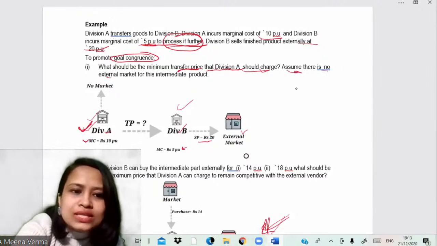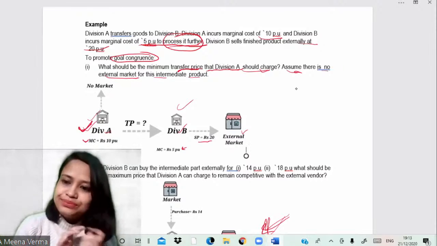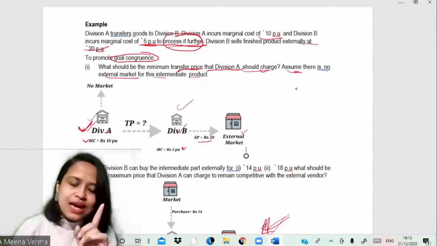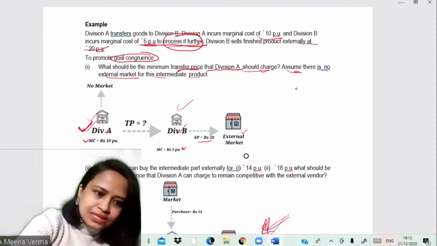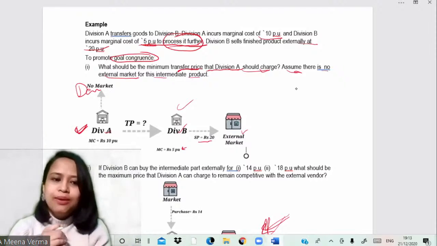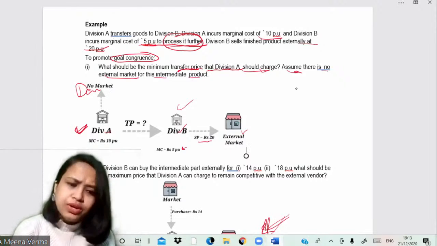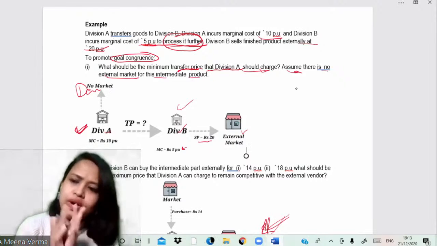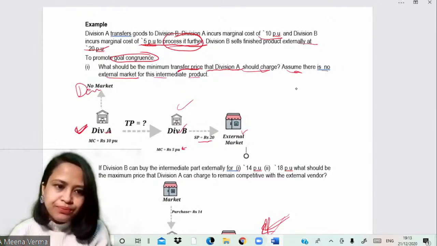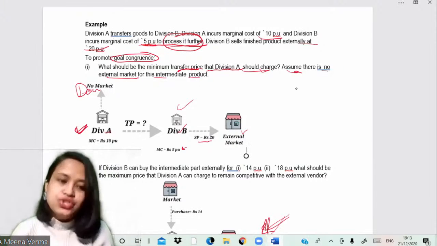Assume there is no external market for the intermediate product. Remember, a few things before solving the question: first is to check their capacity, what is their capacity, what is the demand in the market. But since it is clearly written here, there is no external demand, meaning whatever division A is producing, they will transfer all the goods to division B. There is no external market for the product of division A.